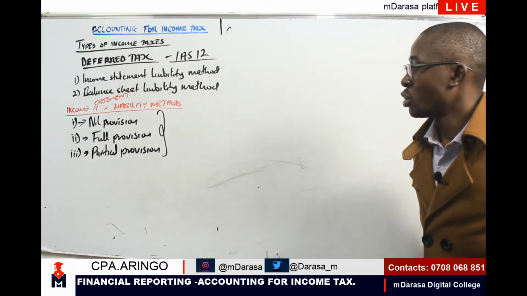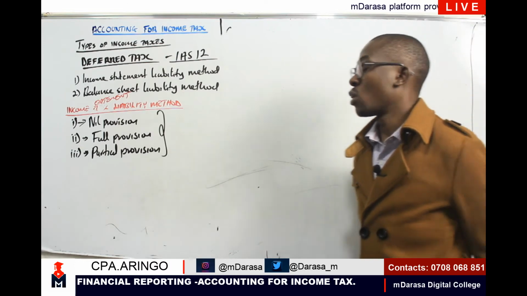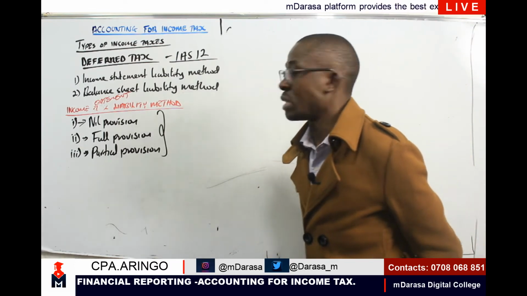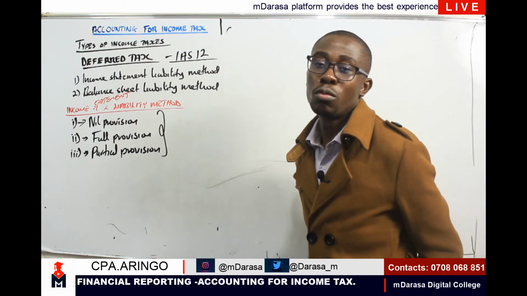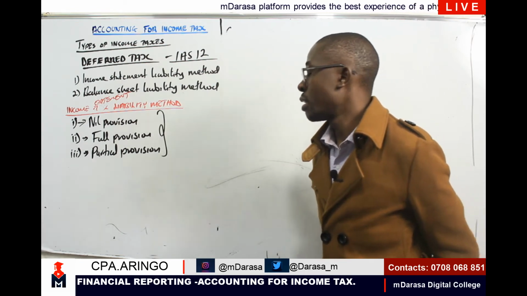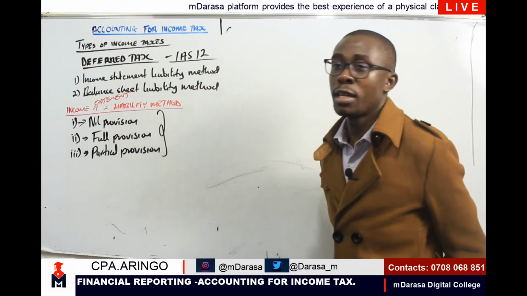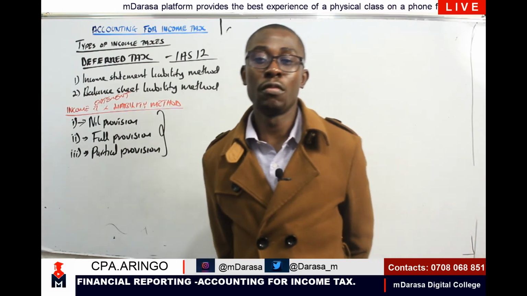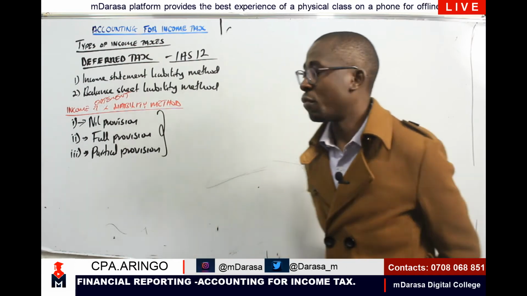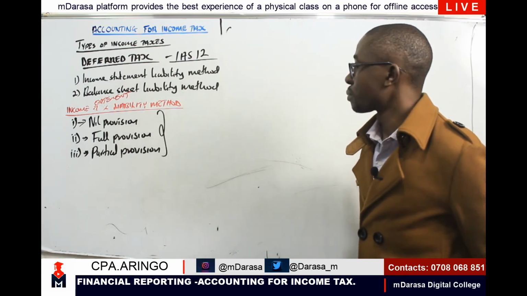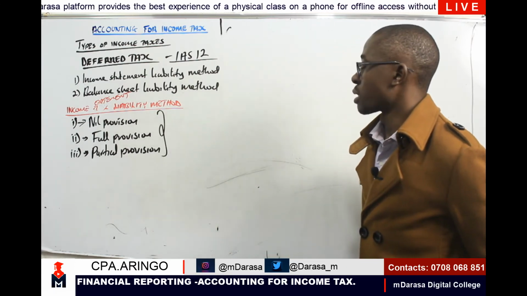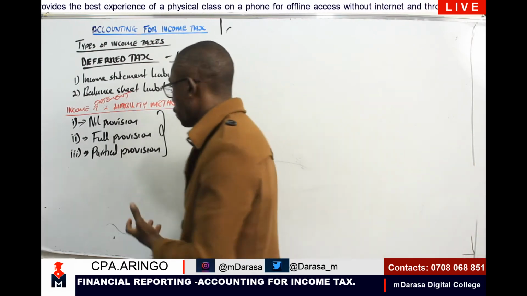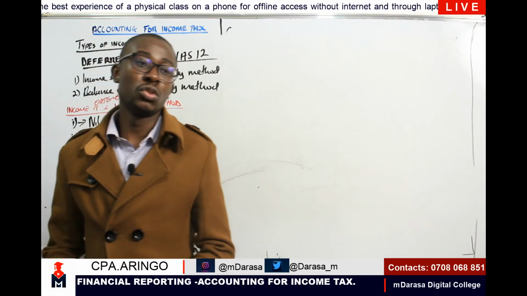That is nil provision, where we are only providing provision for current tax. Full provision, we are providing provision for both deferred and current tax, whereas for partial provision, we are providing provision for only deferred tax.